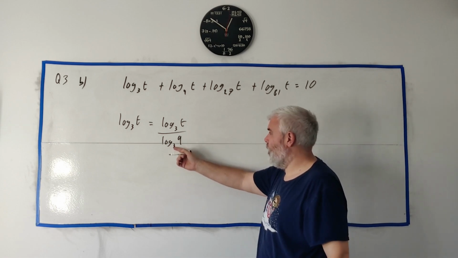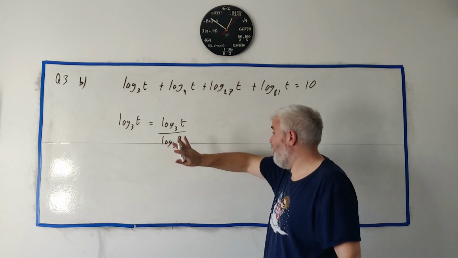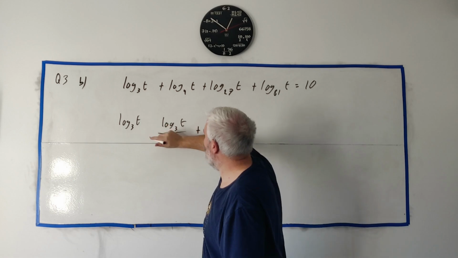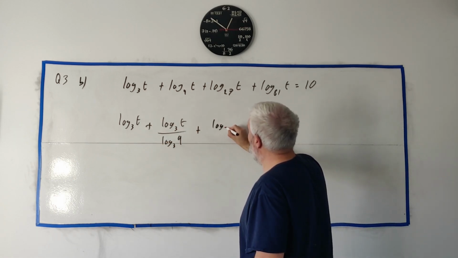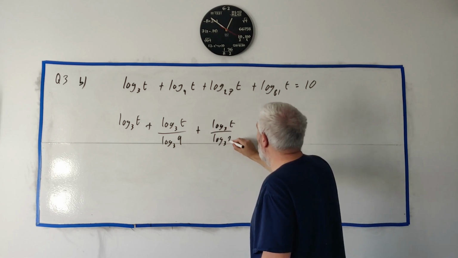So that's 3 to the power of 2 is 9. The answer of this is just 2. But again, you put that in your calculator. Next one will be plus, sorry, I don't know why I have an equals here. Should be a plus. Log to the base 3 of t over log to the base 3 of 27.